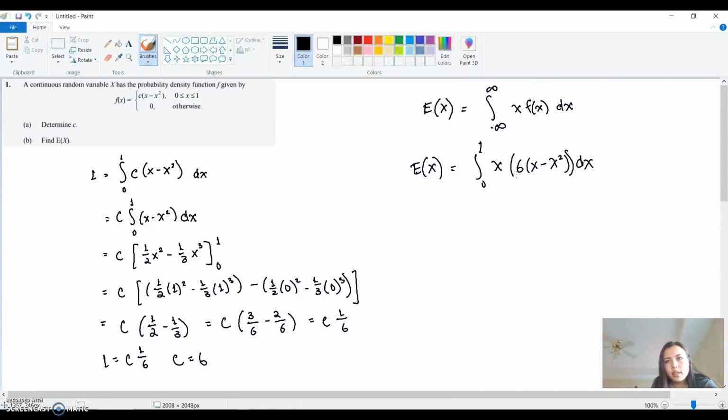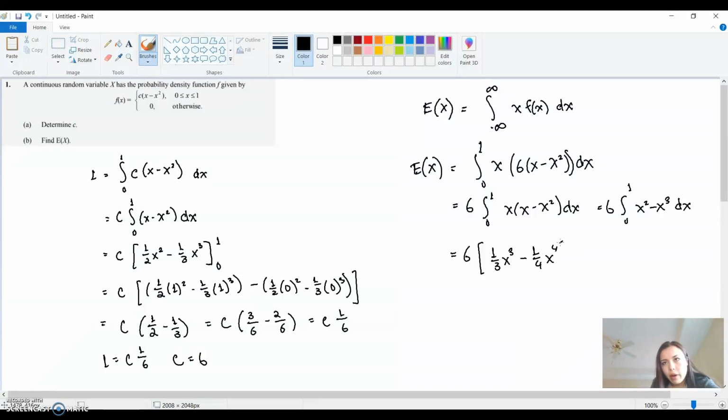Now, 6 is a constant that's multiplied, so we can move that out. So x times x minus x squared dx, which equals 6, integral from 0 to 1, x squared minus x cubed dx. Okay? Now, when we integrate that, that would become 1 over 3 x cubed minus 1 over 4 x to the 4th power, from 0 to 1.